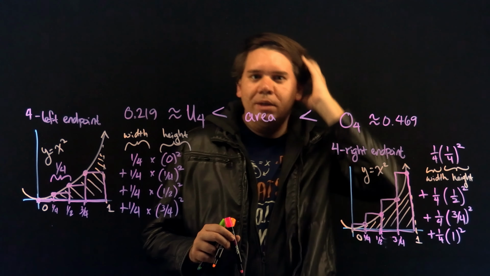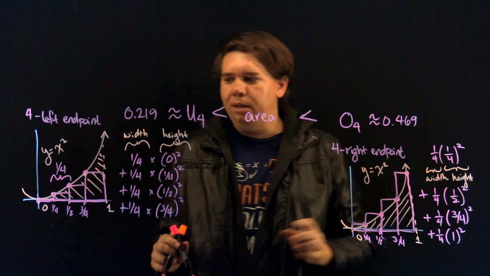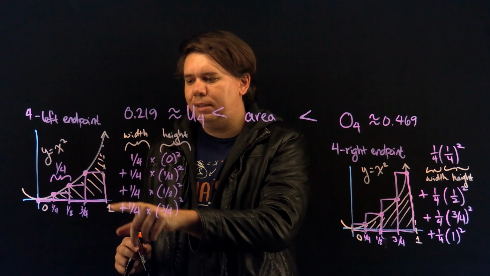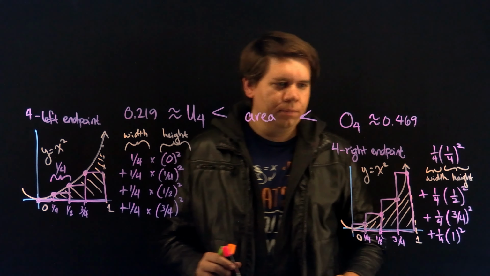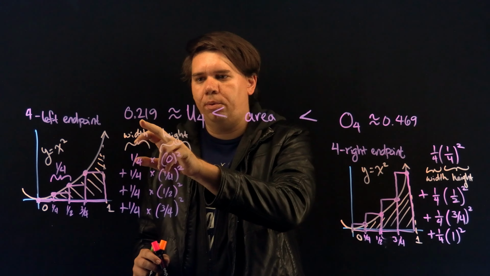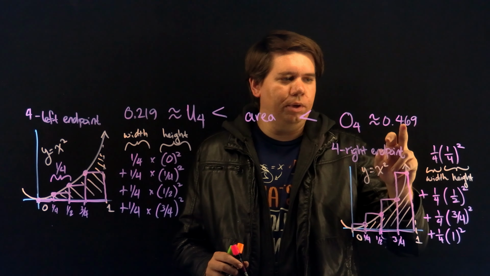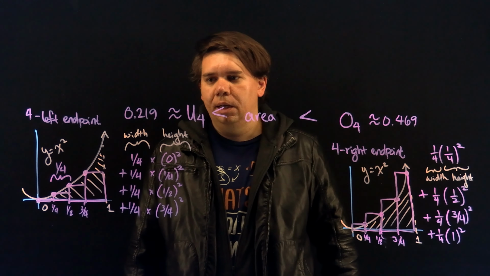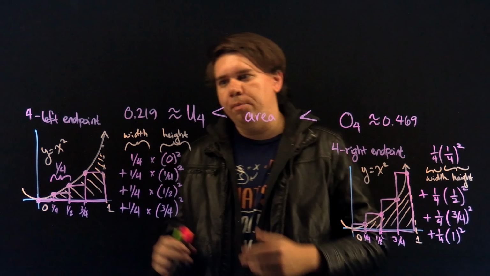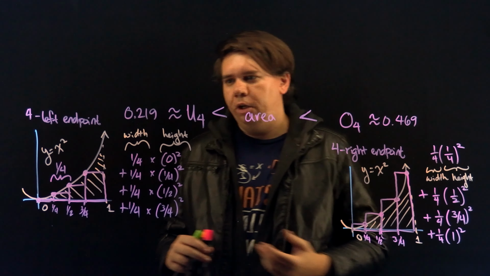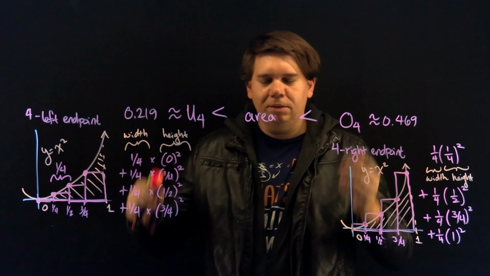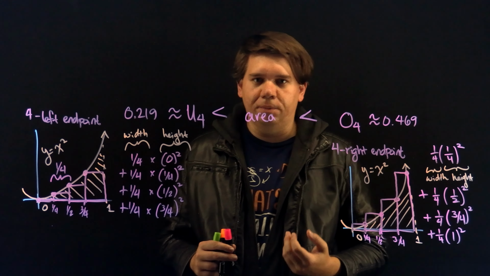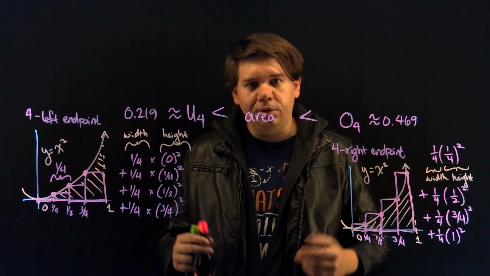Okay, great. So now we know the area between x squared and the x-axis from 0 to 1 is somewhere between 0.219 and 0.469. Pretty good. But that's still a pretty big gap. It could be 0.3, it could be 0.4, it could be 0.25. There's a whole lot of possibilities for what that area is. I want to refine this approximation. How can we do that?